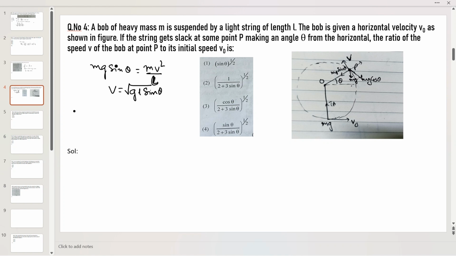If we use the conservation of energy, this will be half m v naught square, and this is equal to half m v square at point P, plus the potential energy, that is mg bracket L plus L sine theta. Now I am not going to calculate all this in detail, but if you calculate it, you will get V naught square.